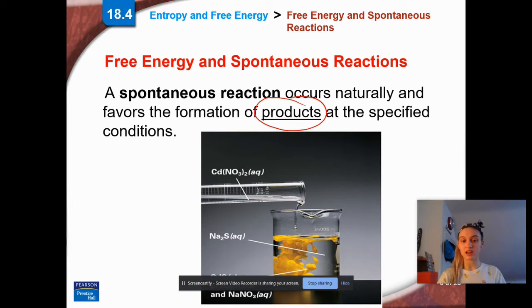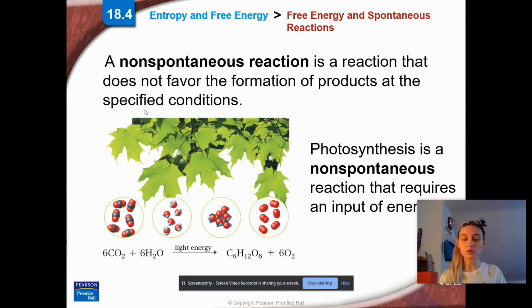So this would be an example of a spontaneous reaction. We see a liquid being poured into another liquid and a reaction occurring without any additional energy being added. And so remember, that is the definition of a spontaneous reaction. It's a naturally occurring reaction that occurs without any extra energy being added, and it favors the formation of products. And remember, you can pause this video if you need extra time to type or write.